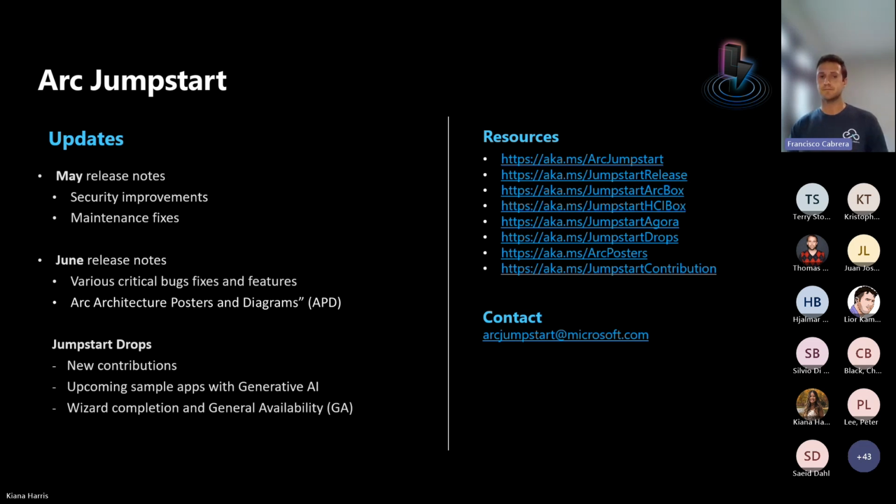For example, for HCI box, we fixed an issue with the high MTU that was causing low bandwidth on Windows Server. We also fixed some issues regarding the creation of resource groups. And when it comes to Arc-enabled data services, we also use the latest release from this service.